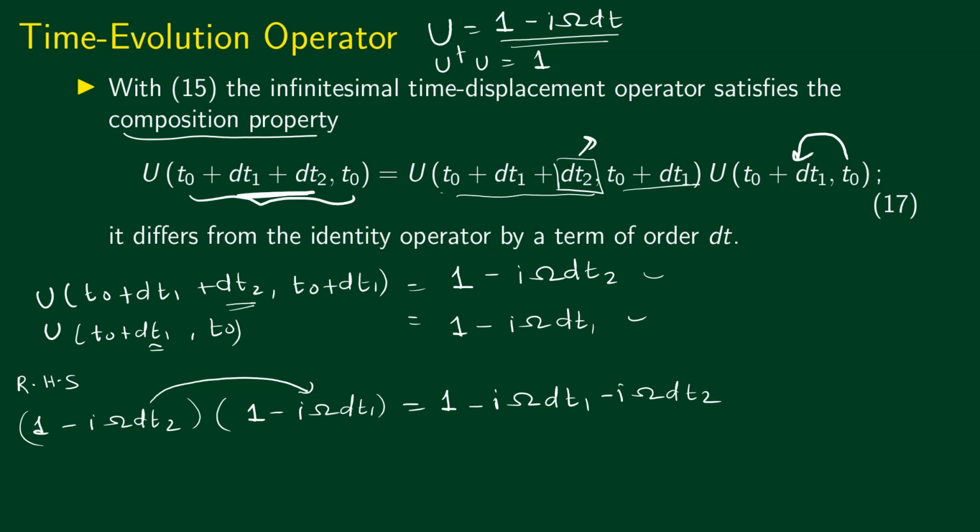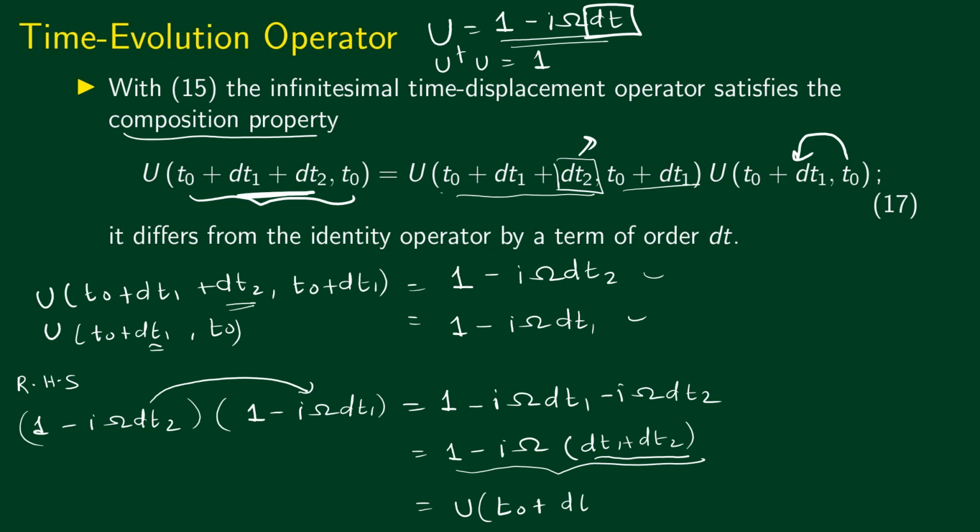Now this can be written as 1 minus i omega, taking i omega common outside, and then we have dt1 plus dt2. Okay, now what is this? This is again of the form of an infinitesimal time evolution operator, where instead of this parameter dt here, we have dt1 plus dt2. So this is indeed of the form of a time evolution operator corresponding to a time evolution by a small amount dt1 plus dt2, and we can write this as U of t0 plus dt1 plus dt2 comma t0. Which is exactly what we have here.